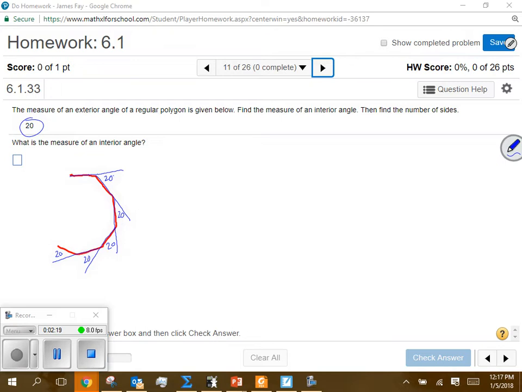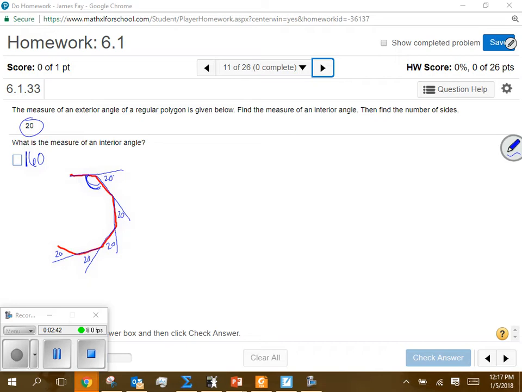Now, how do you relate any exterior angle with the interior angle that it is adjacent to? This 20 should be what to this angle on the inside here? Supplementary. So what does that angle on the inside have to be? 160. So when it asks for that interior angle, that's how you find it.